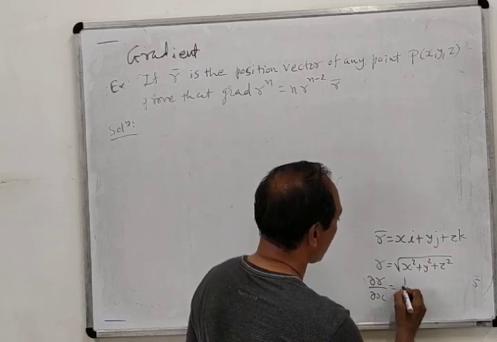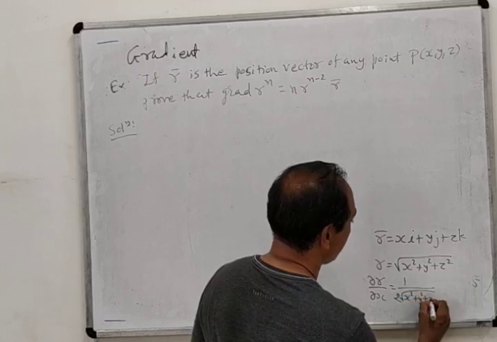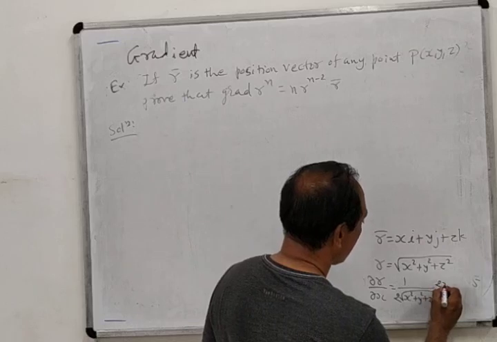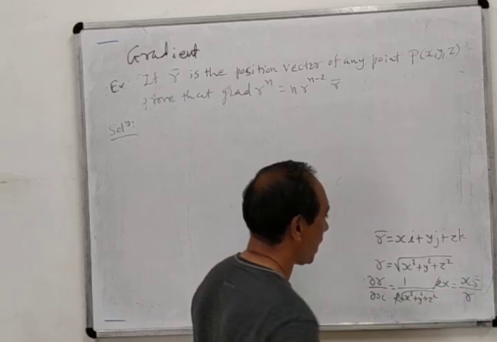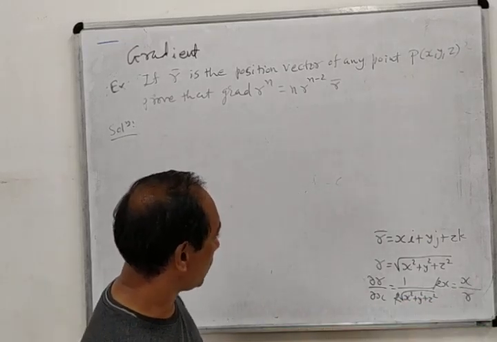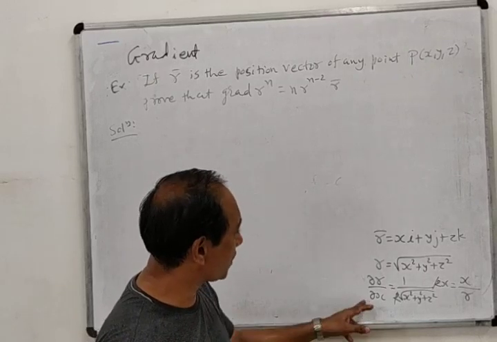r has the derivative 1 upon 2 square root of x square plus y square plus z square, and x square has the derivative 2x. So 2 and 2 will be cancelled. So this is nothing but x upon r. x upon r. So the benefit of symmetric form is what?